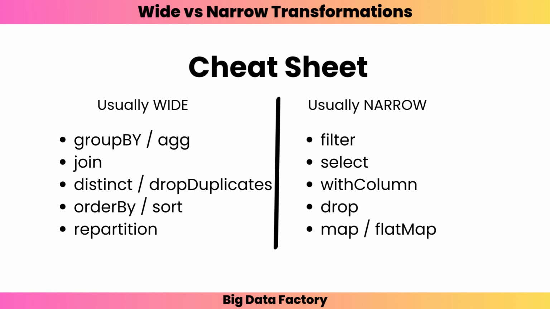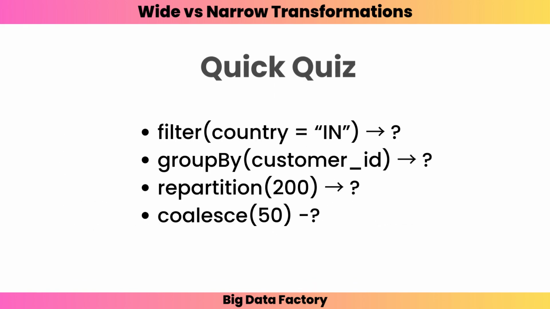Let's do a 20-second quiz to lock it in. Question 1. Filter of country equals IN, is it narrow or wide? That's narrow. Question 2. Group by of customer ID, is it narrow or wide? Wide. And question 3. Repartition of 200, is it narrow or wide? It's wide. Coalesce of 450, is it narrow or wide? Usually narrowish. Often no shuffle. If you can answer these questions, you already understand the core.